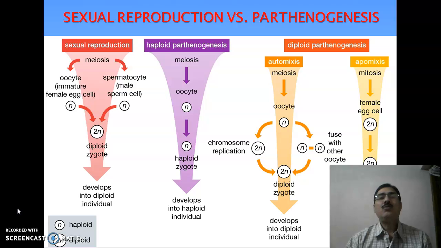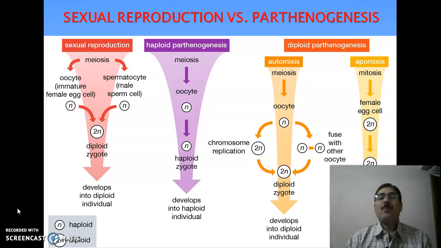Now, the two types of parthenogenesis, the haploid and diploid. In the case of the haploid, there is meiosis, development of oocyte, which is haploid, and this haploid oocyte later on develops into a haploid individual.